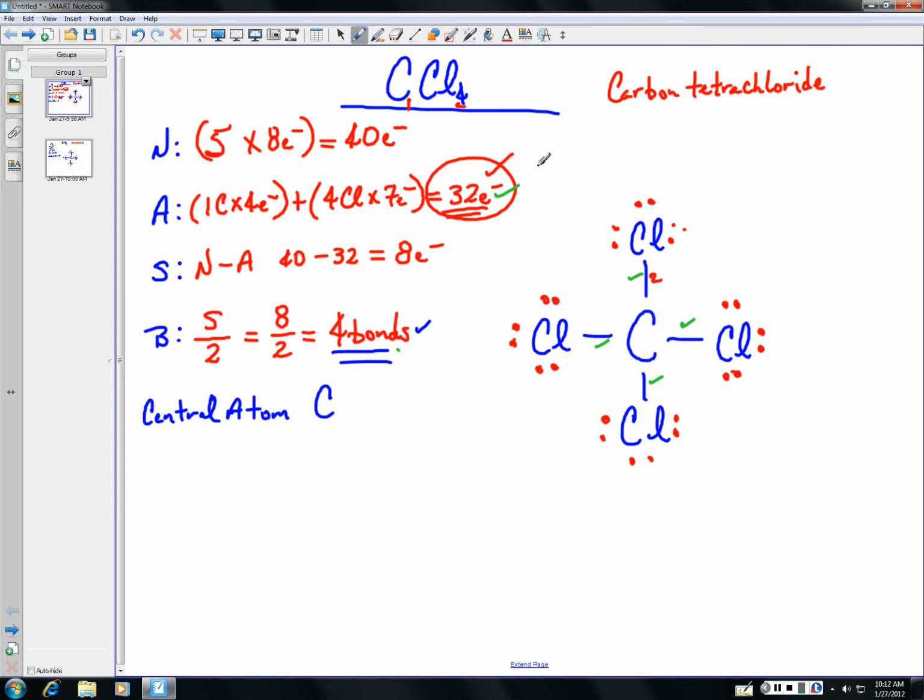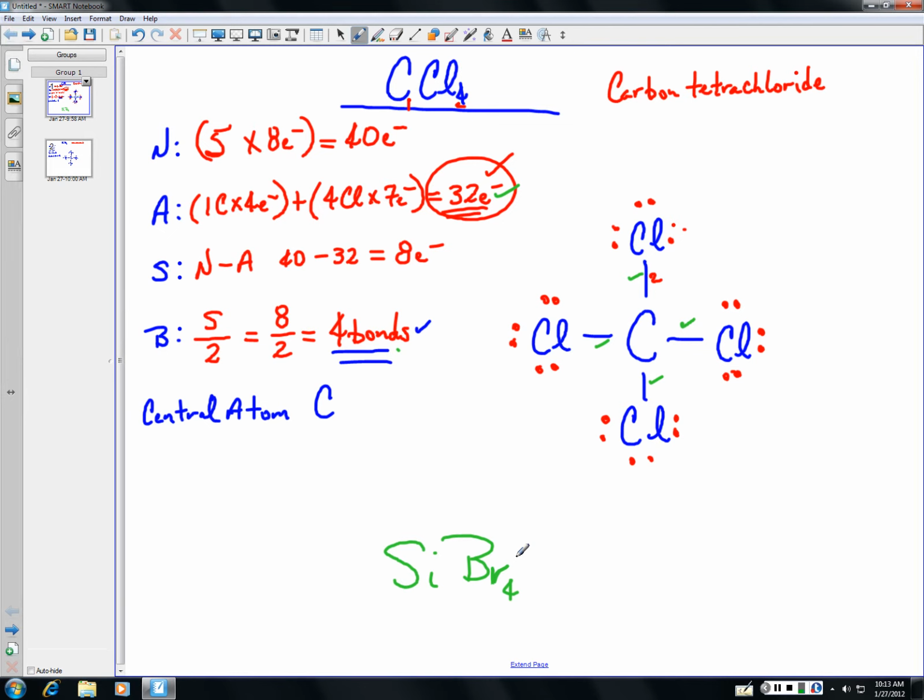All right, here's what I want you to do. I want you to do a Lewis dot structure for SiBr4. I want you to put this on pause, draw your structure, then bring it back up and click on the next slide. All right, that's what I'm going to do.